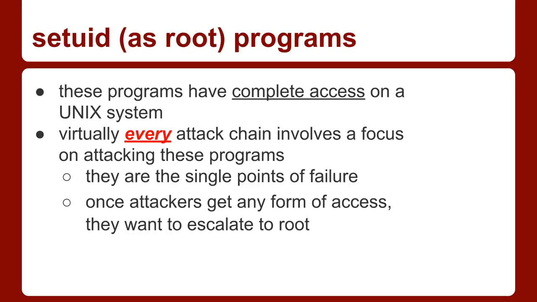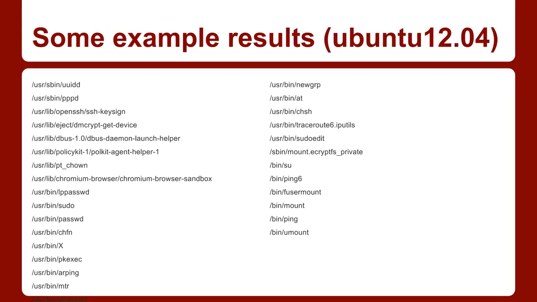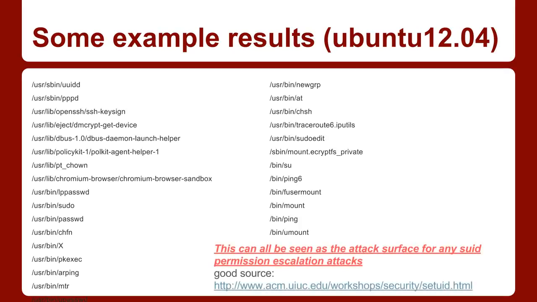So anything that's set UID as root has root privileges, and most attacks in a Linux system, if they gain initial access, will involve doing reconnaissance to see if there's vulnerable versions of set UID programs, and including these in the attack chain, as they are single points of failure. So these are examples of things that are set UID binaries.